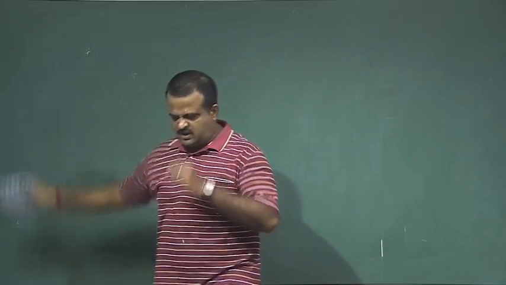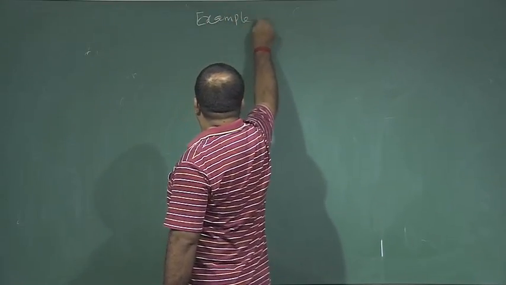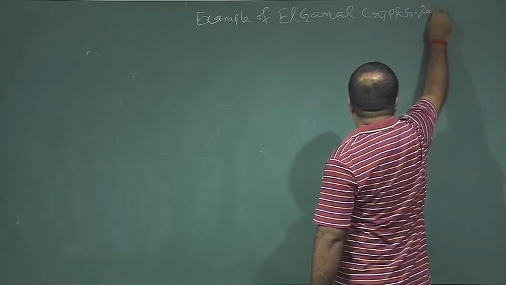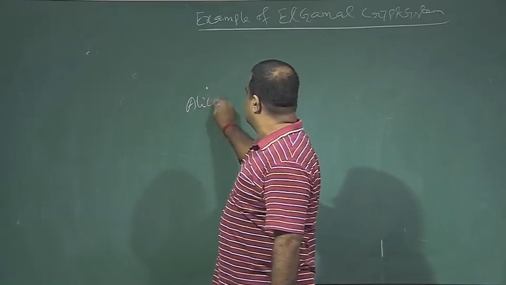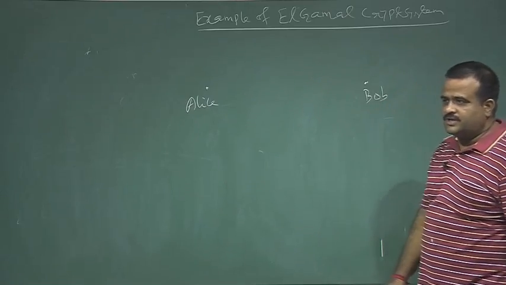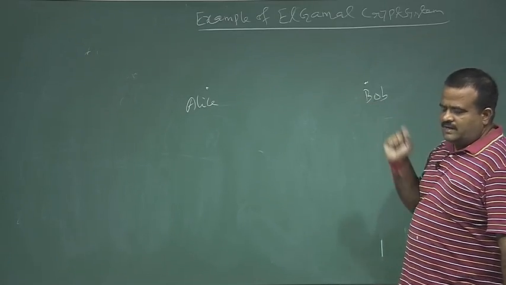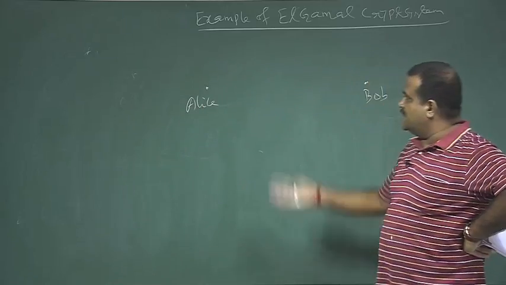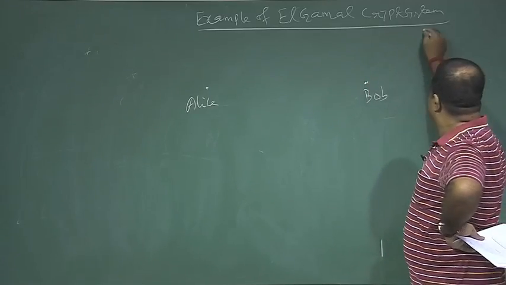So, now let us take a quick example. We want to see how it is working, so we want to take some values. This is the example of ElGamal cryptosystem. Again we have to run the setup phase. Bob has to generate the public key and private key pair and make the public key public, so that Alice can encrypt the message using Bob's public key. So, this setup has to be done by the receiver. This is the setup phase.